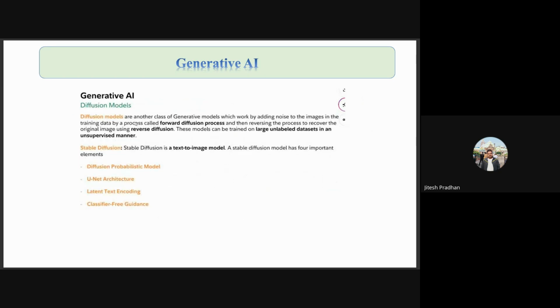Then we have the diffusion model. Basically, the diffusion model is another class of generative model which works by adding noise to the images in the training data, called the forward diffusion process. Then, based on that, it will try to reverse or recover the original image using the reverse diffusion model. We will see it in detail also. For diffusion models, we have the diffusion probabilistic model, U-Net architecture, latent text encoding, and classifier-free guidance. We will discuss these in detail.